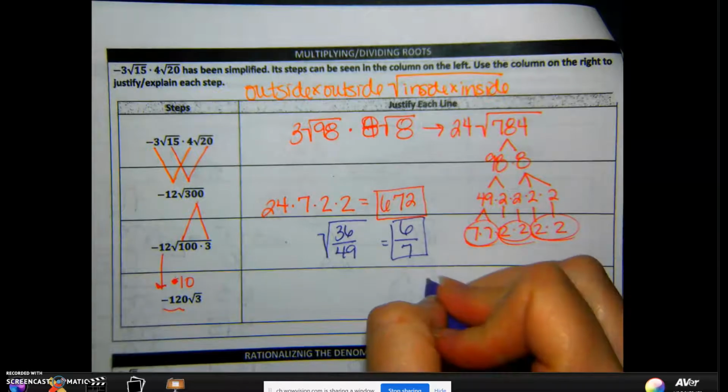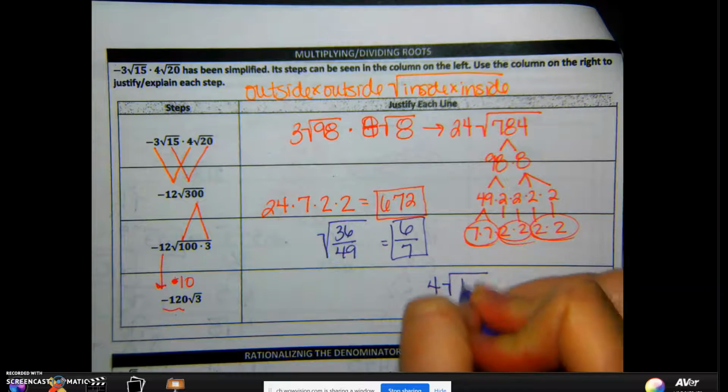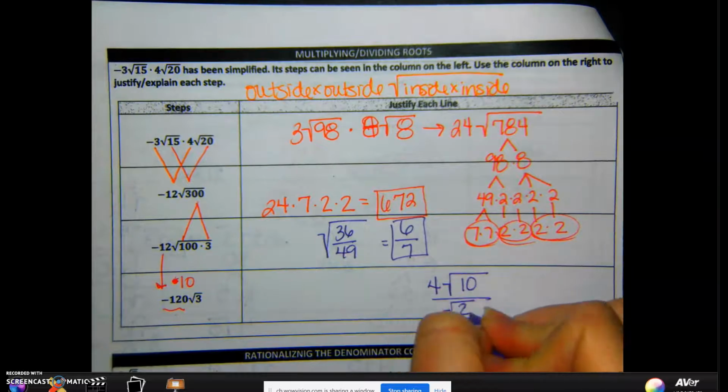Next. Do you write this sign too, or you just leave that? Nope. But then it's just 4 square roots of 10 over the square root of 2.